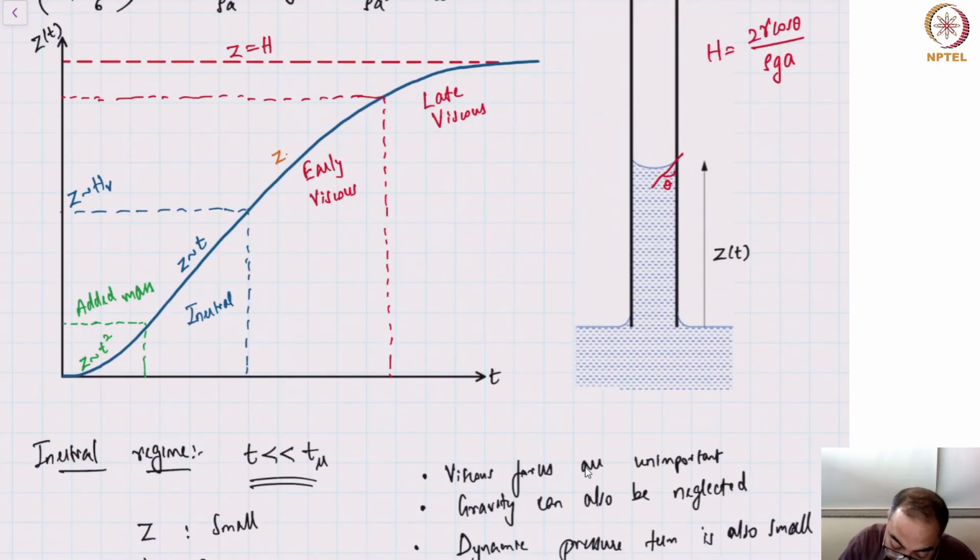Okay, so z goes like root t, and so let's go back and look at our thing. So here we have z goes like root t. We had predicted in the last lecture that we should expect z going like t power alpha, where alpha is less than 1, and now we find that the value of alpha is half. So it's a slower growth than z goes like t.